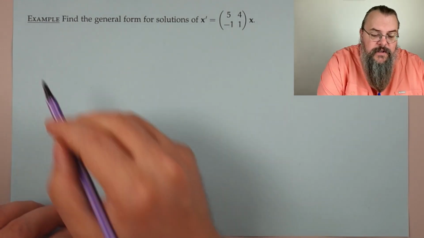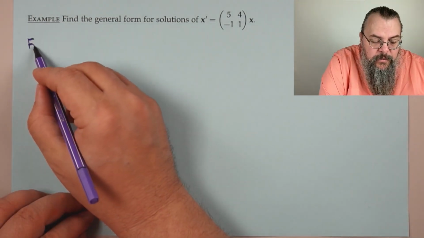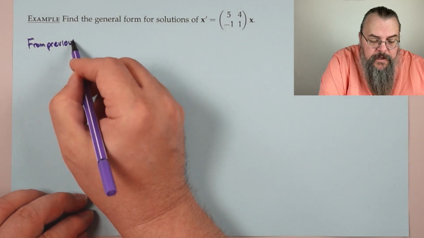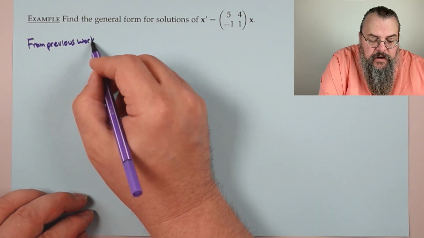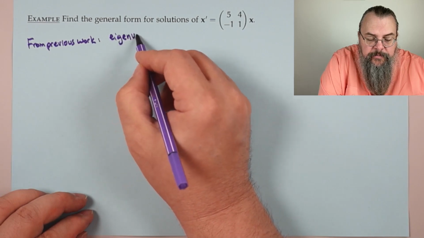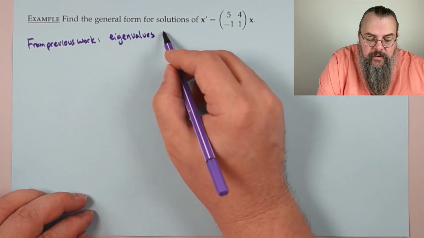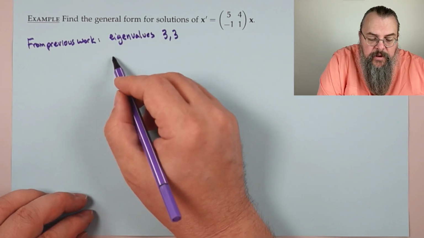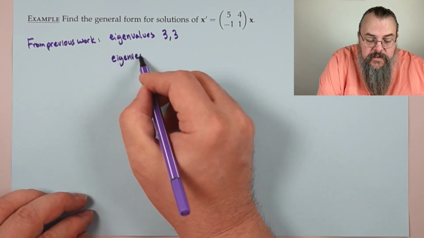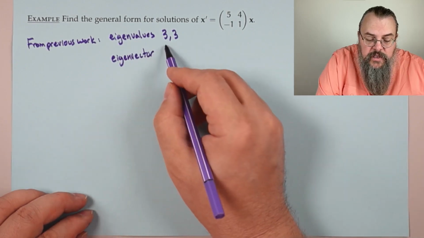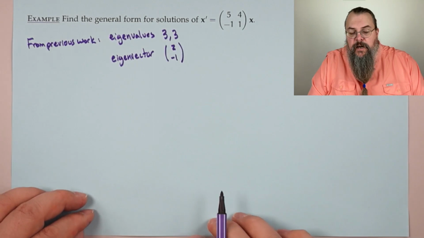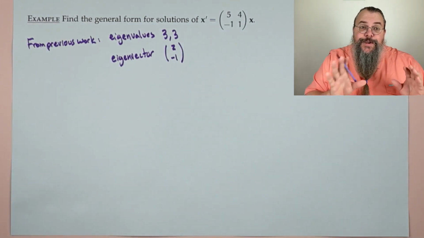Now, because we've worked on this, let's not repeat our work, and let's just put in what we already know. So from previous work, what do we already know? Well, we have a couple of things. We know that our eigenvalues are 3 and 3. Okay, great. And we know that there's one eigenvector and only one eigenvector, and that was the vector 2, minus 1. All right, so that's what we know.